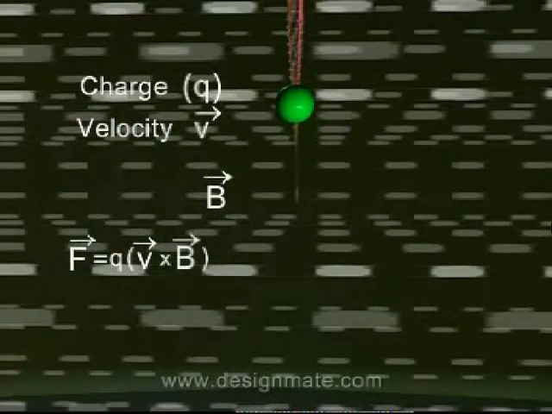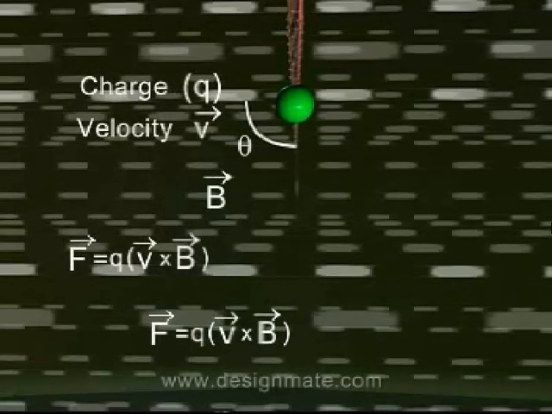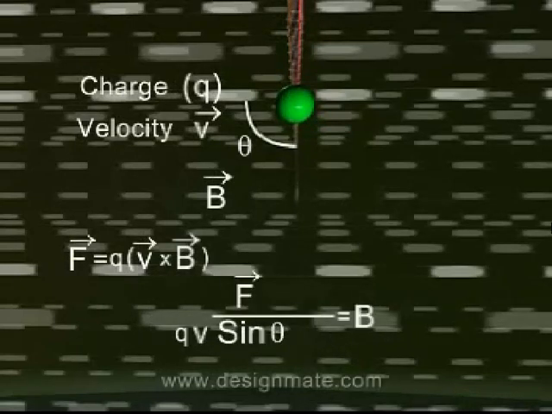If a particle with charge q is moving in the direction making an angle theta with the magnetic field vector B, that is, if the angle between the velocity vector v of the charged particle and the field vector B is theta, then F is equal to q into v B into sine theta. Therefore, B is equal to F upon q v sine theta.